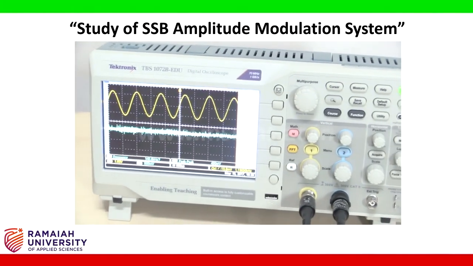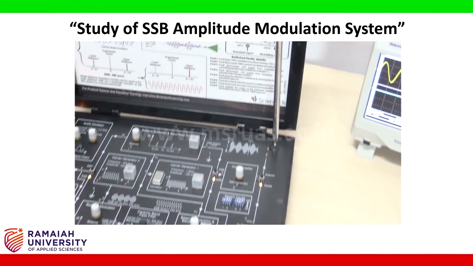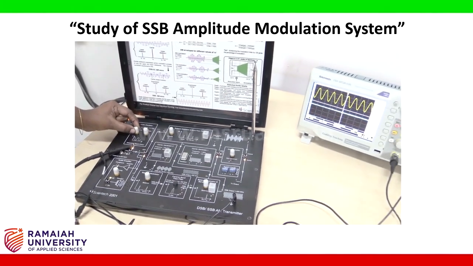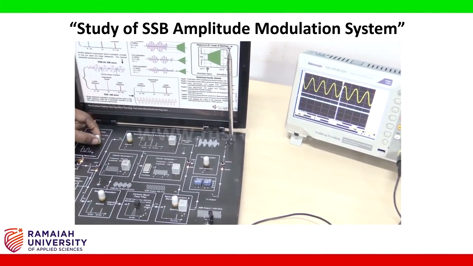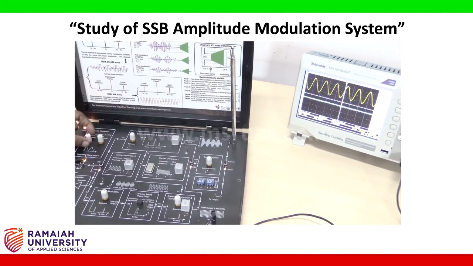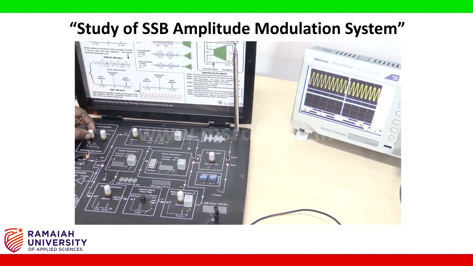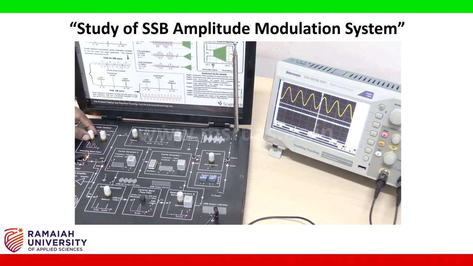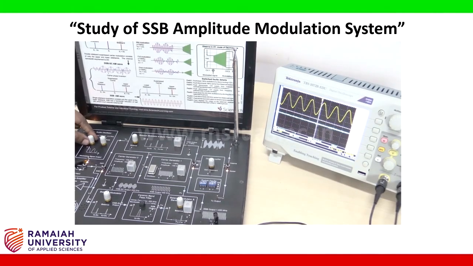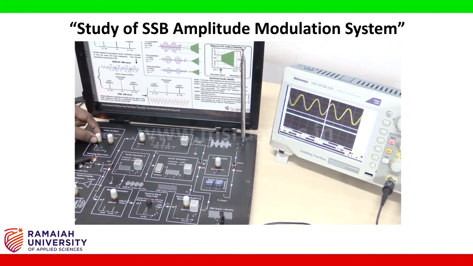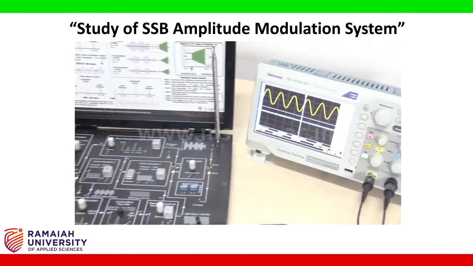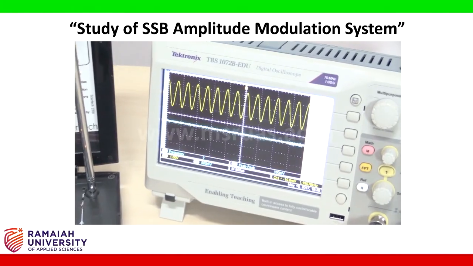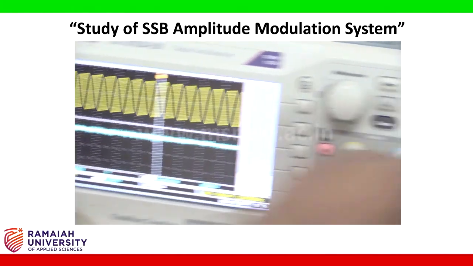So the message is visible. As we change these two knobs, the frequency as well as amplitude of the message signal can be changed. So set the frequency to 2 kilohertz or any suitable frequency can be set, and then press auto set.